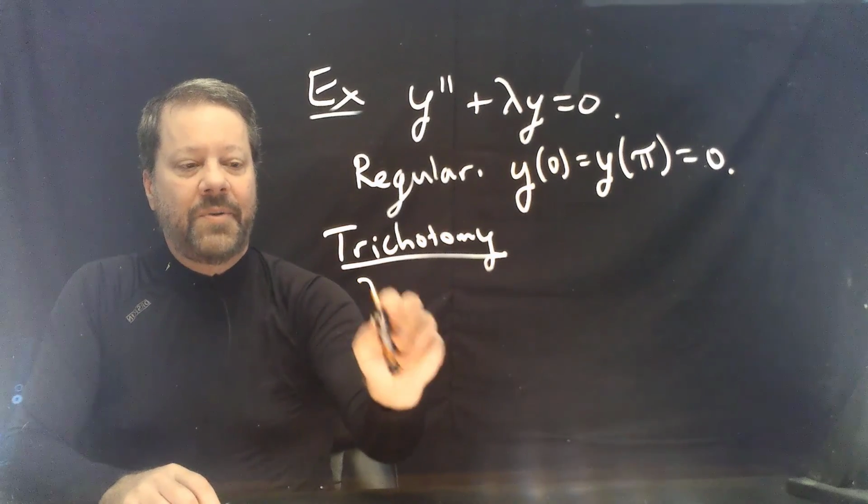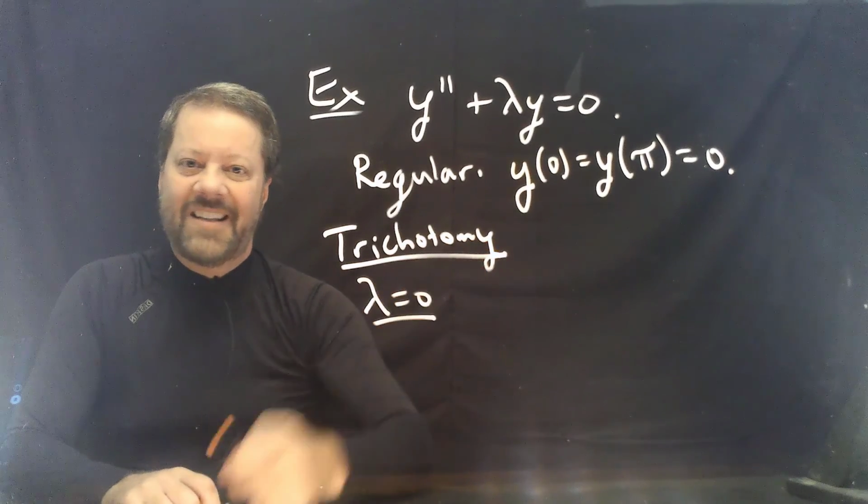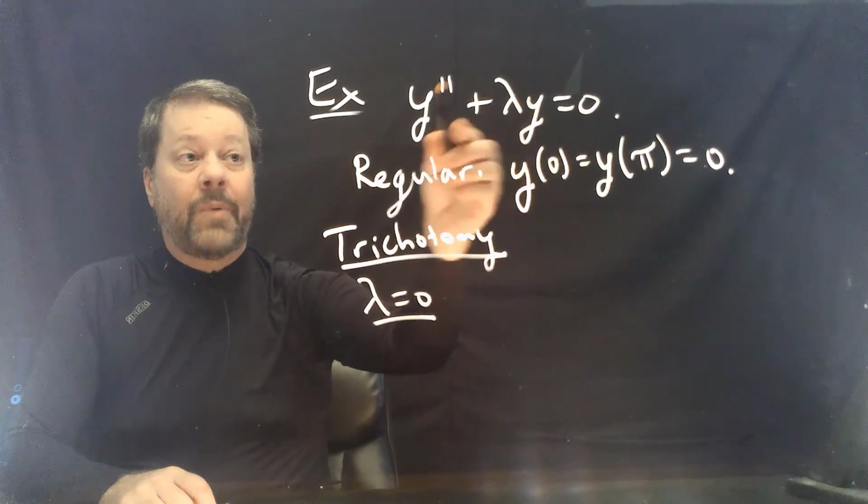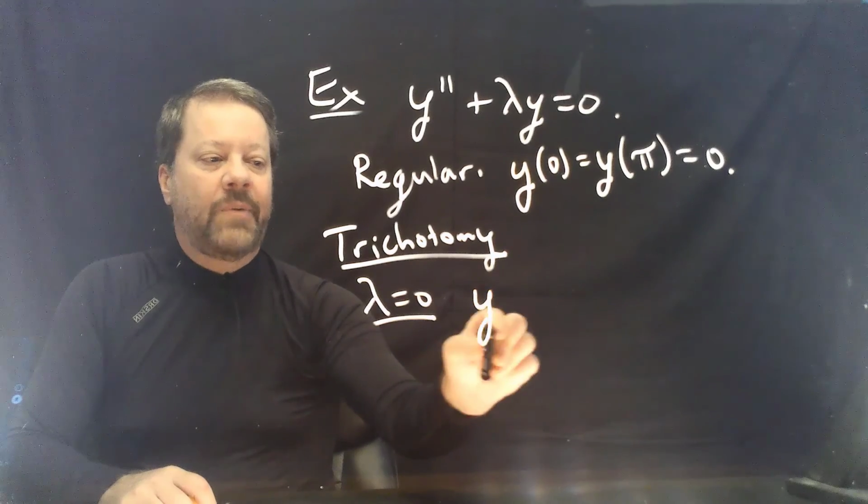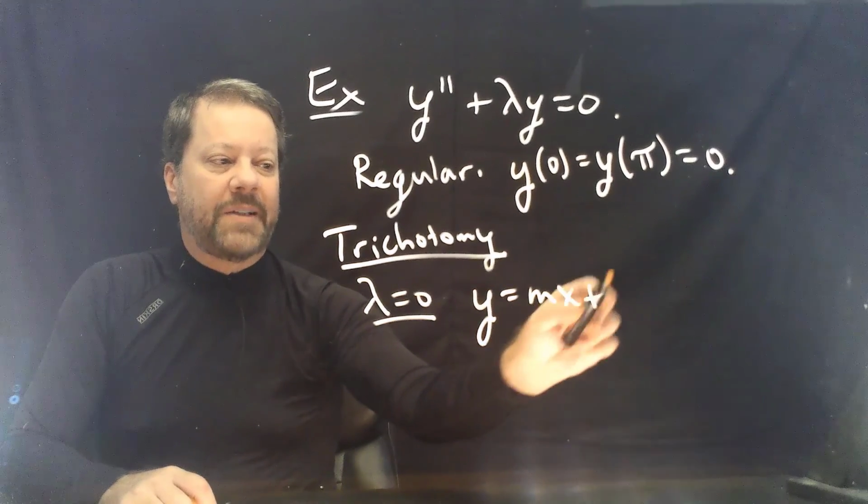However, there are still two other cases to consider. The next one will be lambda equals 0, in which case y double prime is 0, in which case y is of the form mx plus b.